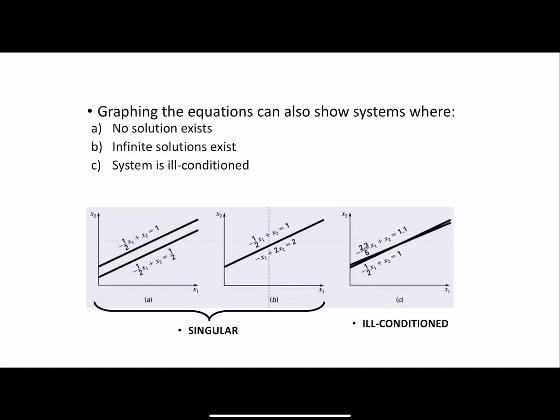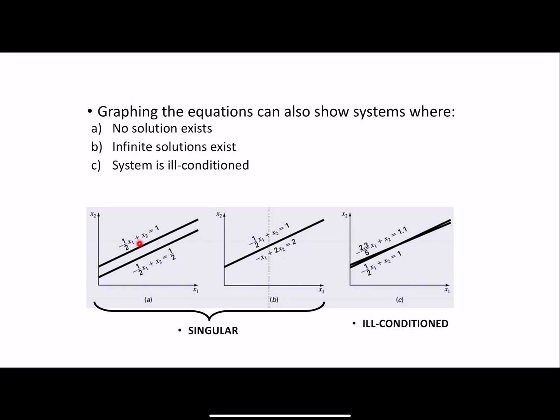Before we actually get into the solution of a linear system, we have to remind ourselves that not always does a linear system have a solution. Sometimes there is no solution. Sometimes there is an infinite number of solutions, and sometimes there may be a solution that exists, but it's hard to find.